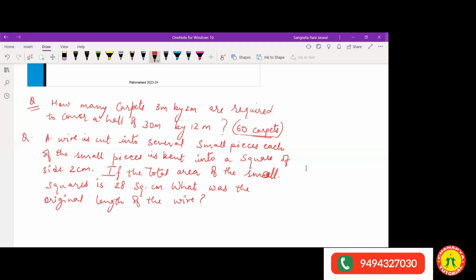Are you understanding? A wire has small pieces, and each of the small pieces is bent in the shape of a square of side 2 centimeter. If the total area of the small squares is 28 centimeter square, what was the original length of the wire? So what was the actual length of the wire before it was cut?